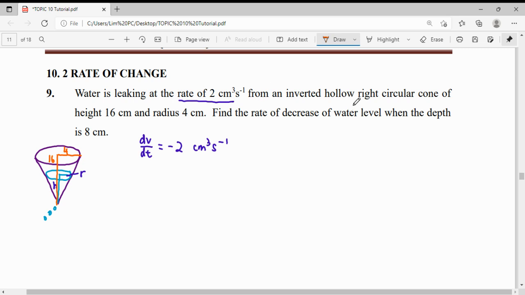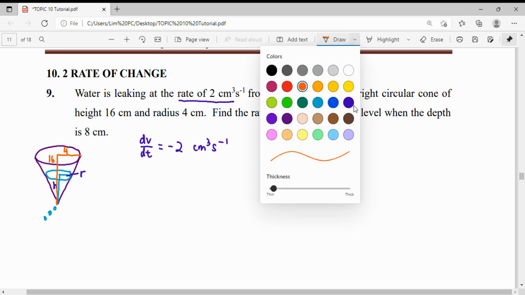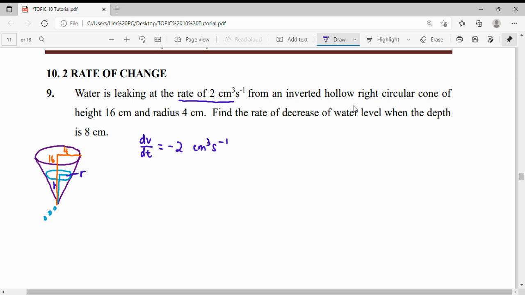So they ask us to find out the rate for the water level. The water level corresponds to h, so the rate of the water level will be dh/dt. They ask us to find dh/dt when the depth of the water, meaning h, is equal to 8.